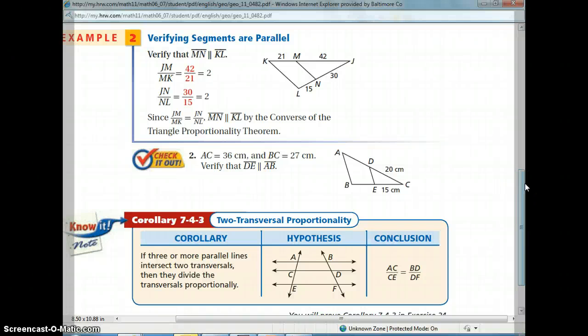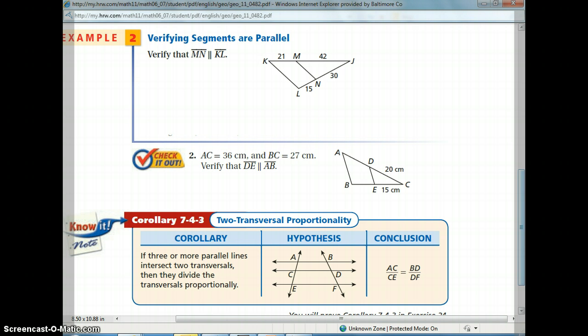Alright, as we're doing this, I want to stress the importance of rewinding and watching parts over again and pausing as need be. But we are talking about the converse of the triangle proportionality theorem, and we're also talking today about the corollary of two transversal proportionality, which you'll see at the bottom there. But let's focus on just the converse to start here. Let me get rid of that stuff. And what is the converse of the triangle proportionality theorem?